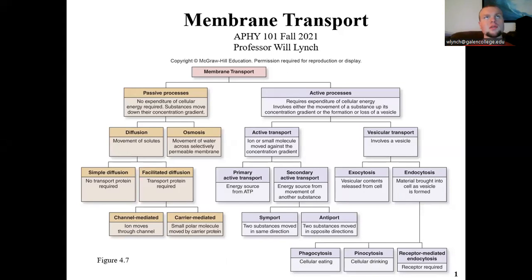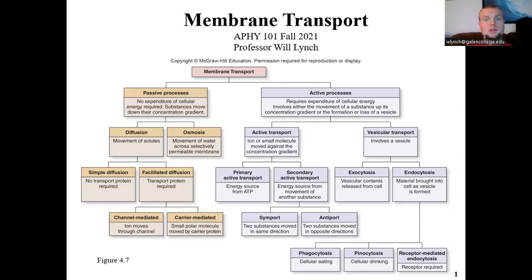Diffusion is a movement of solute, usually down its concentration gradient. Osmosis is the movement of water, and that's usually going to be down its concentration gradient. Diffusion happens by either simple or facilitated means. Simple diffusion is where we have transport that does not require anything additional. No structural changes, no channels, no pores. We just have simple diffusion of substances leaking through the membrane.